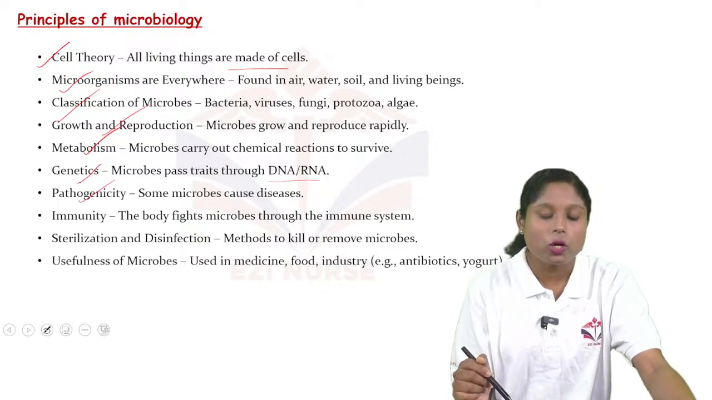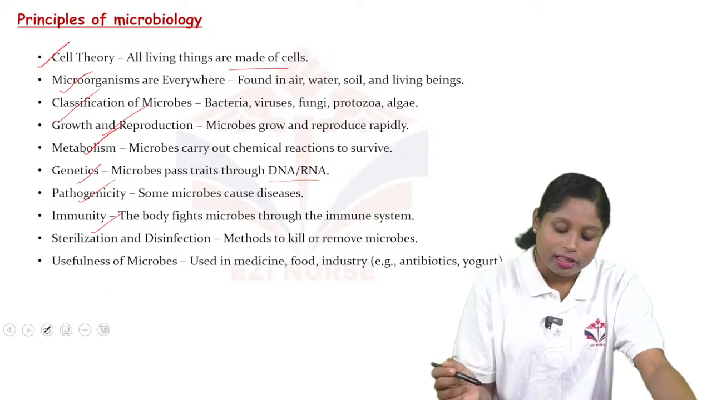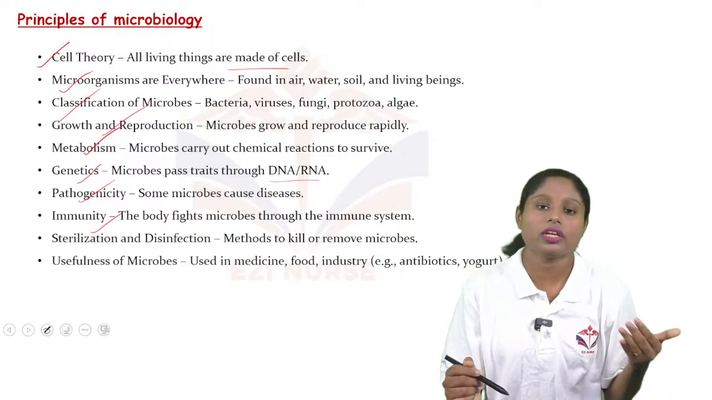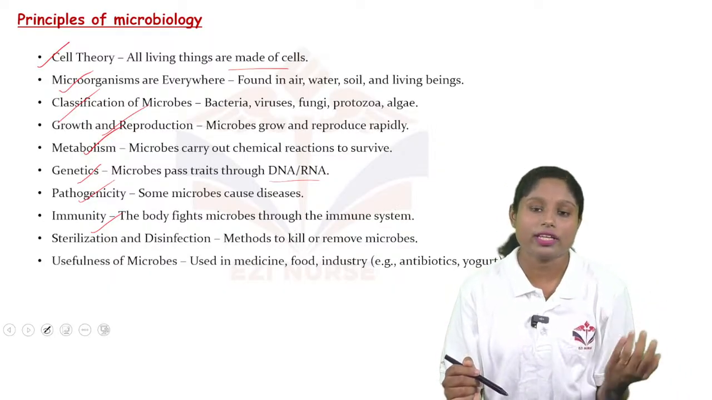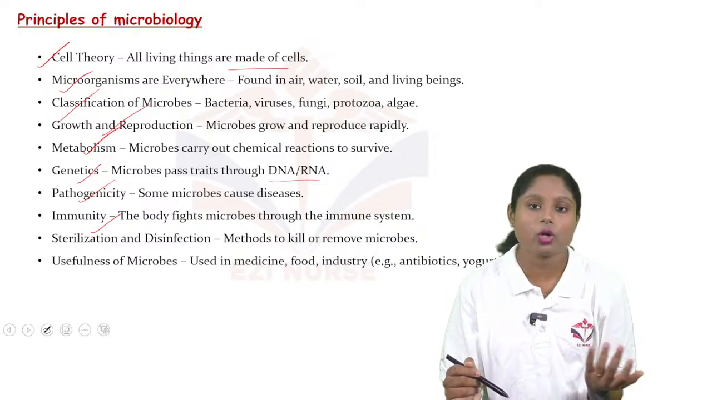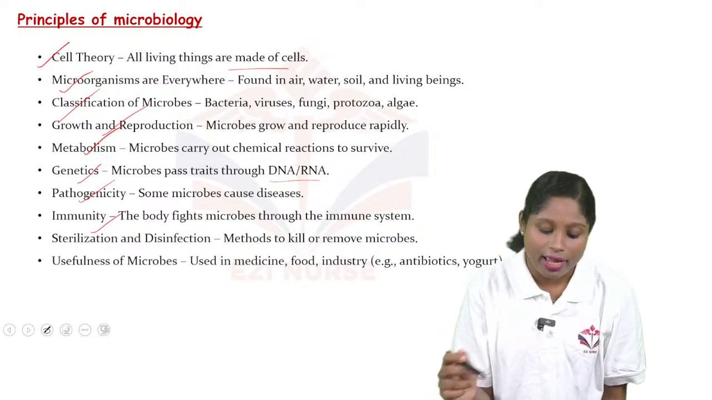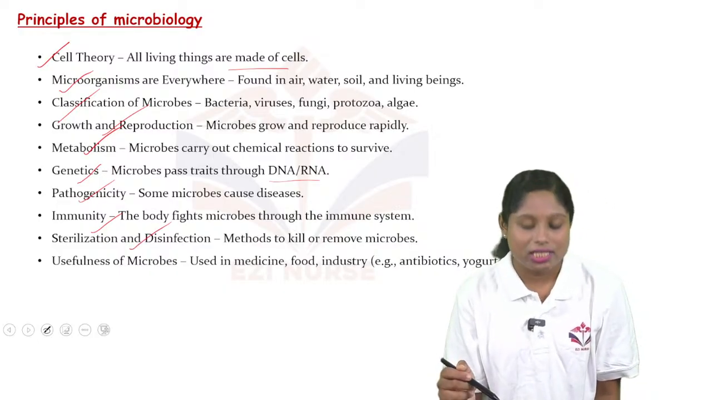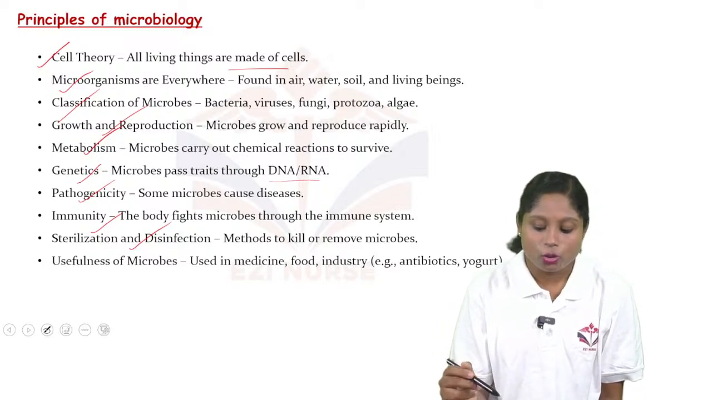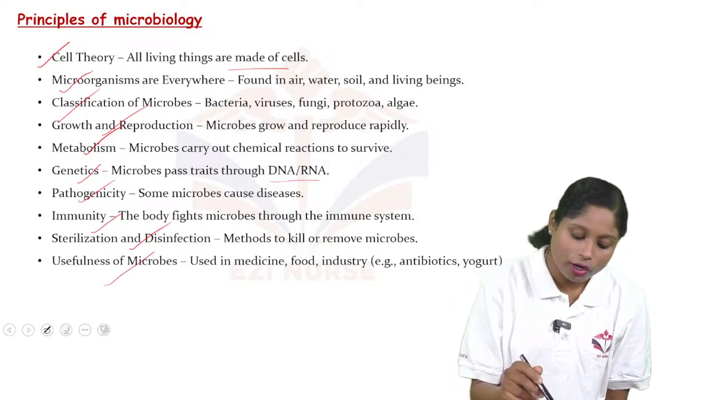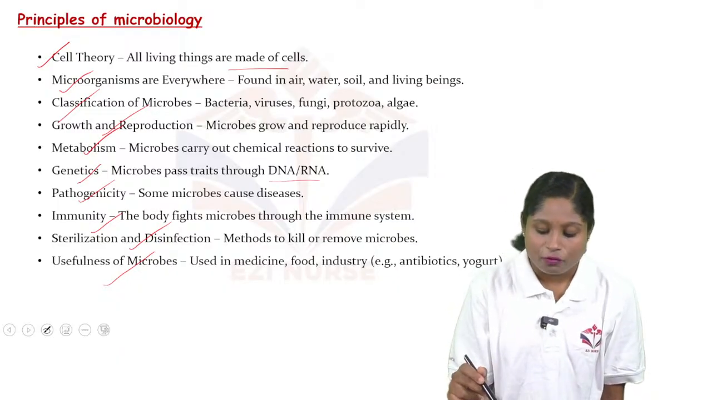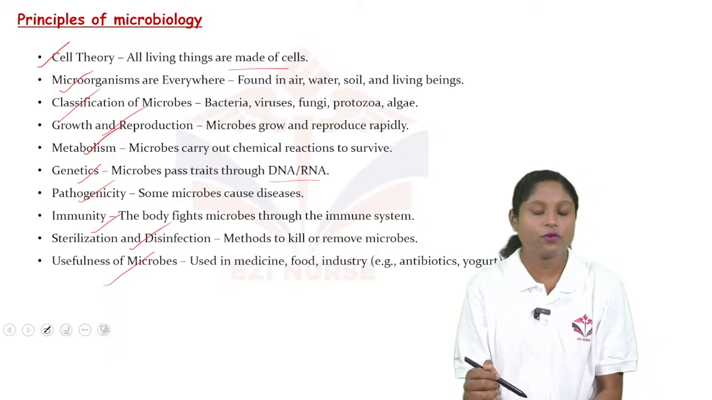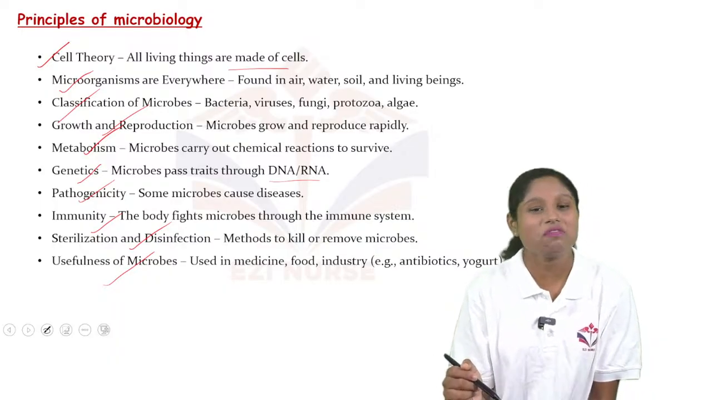Pathogenicity. Some microbes cause diseases. Immunity. The body fights microorganisms through our immune system. So if a microorganism enters our body, our immune system starts to fight against it. So the symptoms will be there, fever and all we will get. So this is immunity. Sterilization and disinfection. That is the method to kill or remove microbes. Usefulness of microbes. Used in medicine, food, industry, like antibiotics and yogurt. So microbes are used in medicine, food and industry. So these are the principles of microbiology.